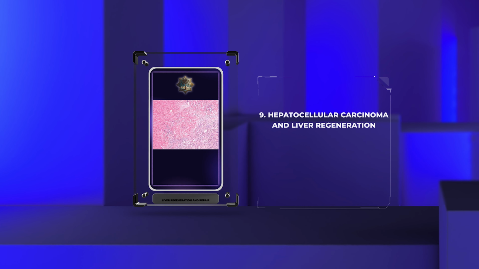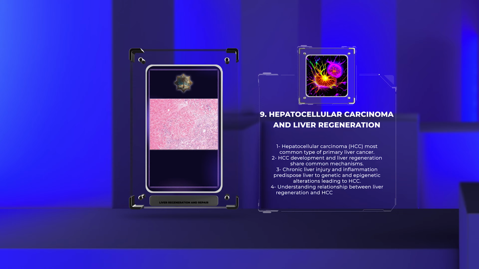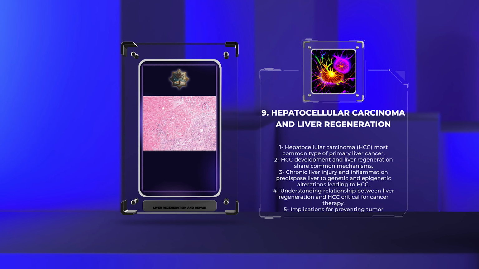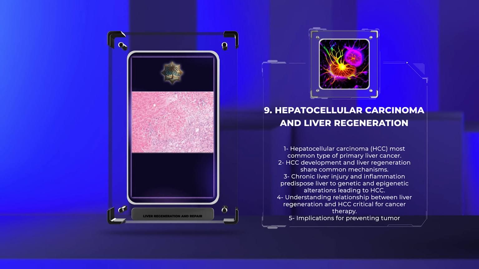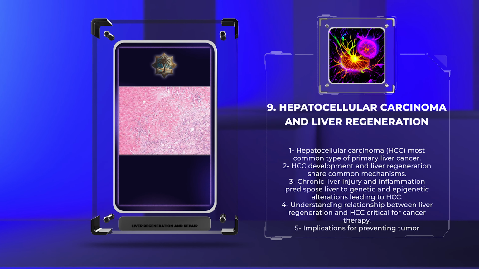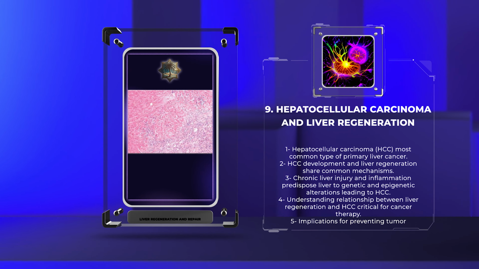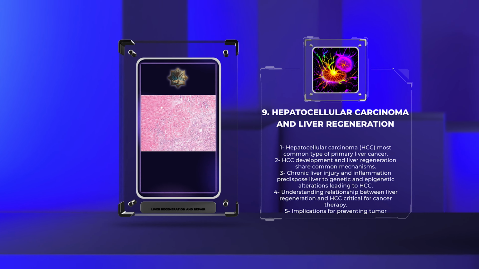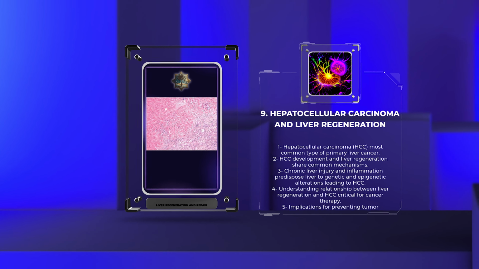Hepatocellular carcinoma, HCC, is the most common type of primary liver cancer, often arising in the context of chronic liver disease. Paradoxically, liver regeneration and HCC development share common mechanisms, primarily involving deregulated cell proliferation and impaired DNA damage response. Chronic liver injury and inflammation predispose the liver to genetic and epigenetic alterations, leading to the development of HCC. Understanding the intricate relationship between liver regeneration and hepatocellular carcinoma is critical for identifying novel targets for cancer therapy and developing strategies to prevent tumor recurrence after liver resection.